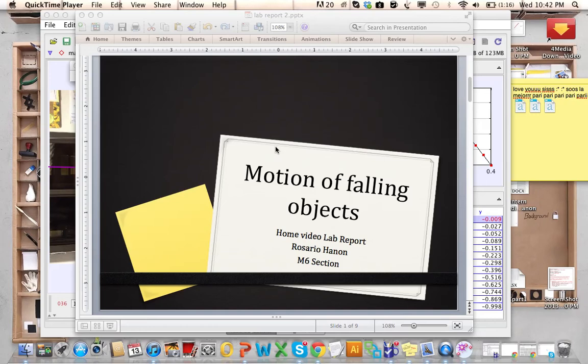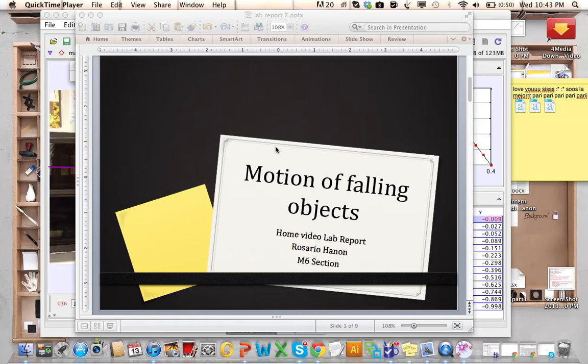Hello, my name is Rosario Hanon and this is my lab report about the motion of falling objects. Throughout this lab, we'll be analyzing the motion of falling objects and the different forces that interact with them. In this case, the force of gravity and the force of drag.